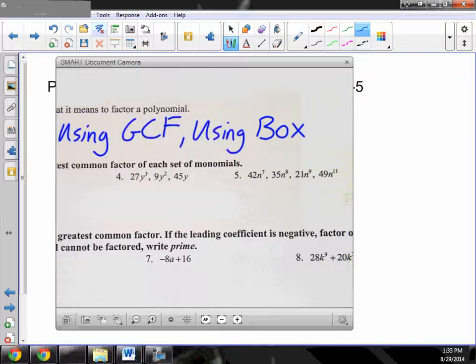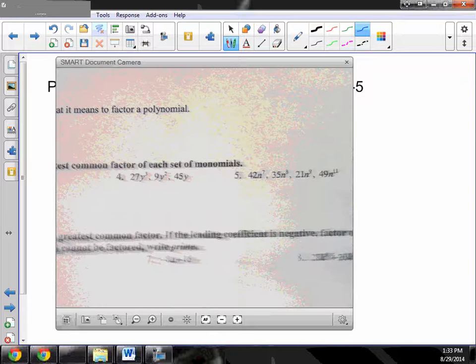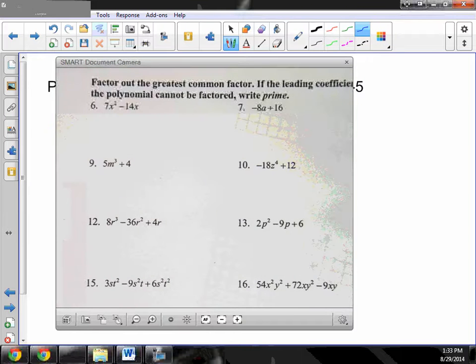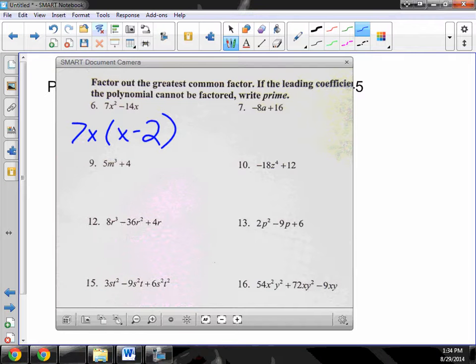Okay. Take a look at 6. The instructions say, factor out the greatest common factor. And if the leading coefficient is negative, factor out a negative. If you cannot factor anything, you write prime. Can we pull anything out of number 6? 7 and x. So 7x, what's left? x minus 2. Good. What about number 7?